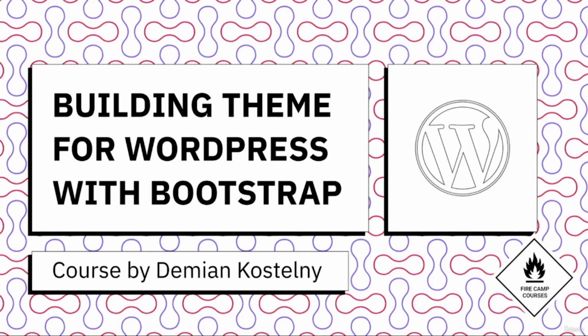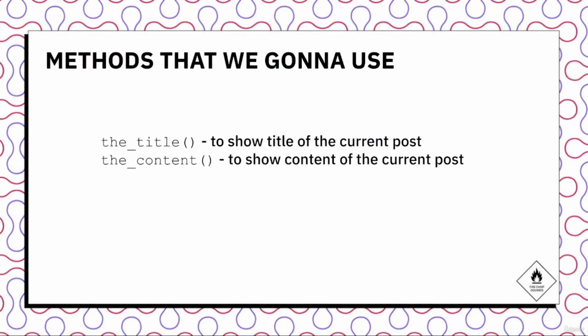So before we do this, I want to show you two methods that you've seen before. This is the title and the content, and we're going to use these methods to show the title of the current single post and the content of the current single post. Yeah, so let's do this.